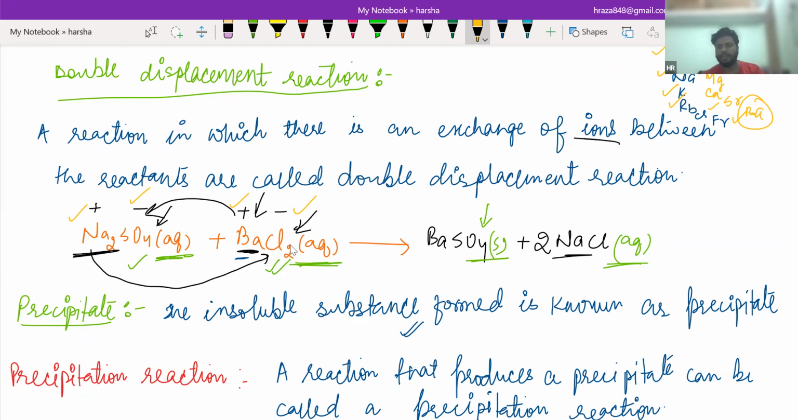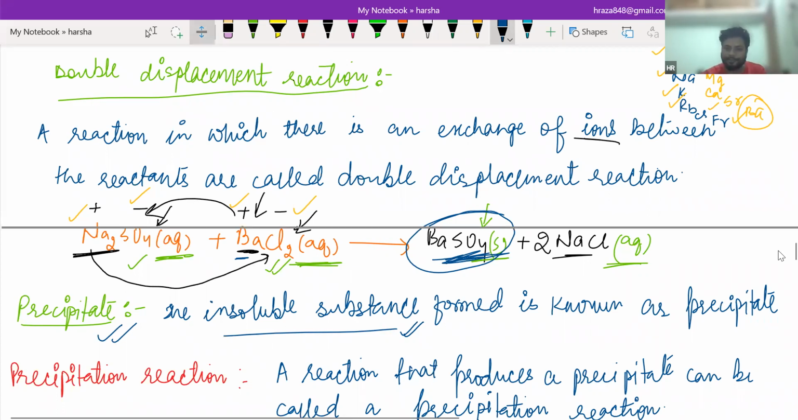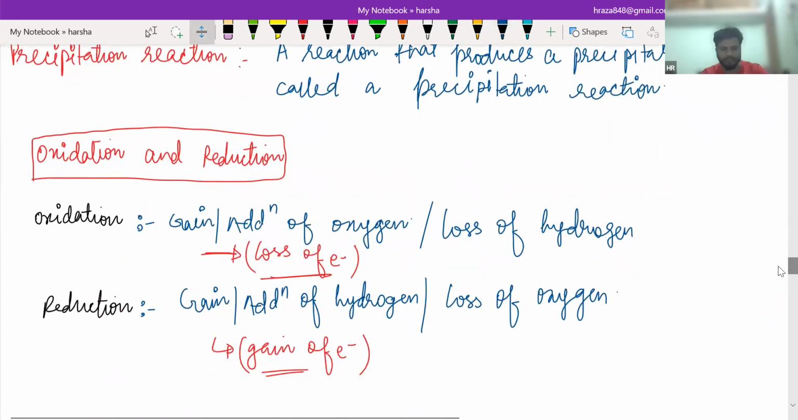In a double displacement reaction, if one of the products is insoluble in the aqueous solution, that is called a precipitate. The reaction is also called a precipitation reaction, because one of the products is insoluble. That's why it is called precipitation. So you can see what a precipitate is: the insoluble substance or product formed is known as a precipitate, and this reaction is also known as a precipitation reaction. Everyone okay with this? Yes, sir.